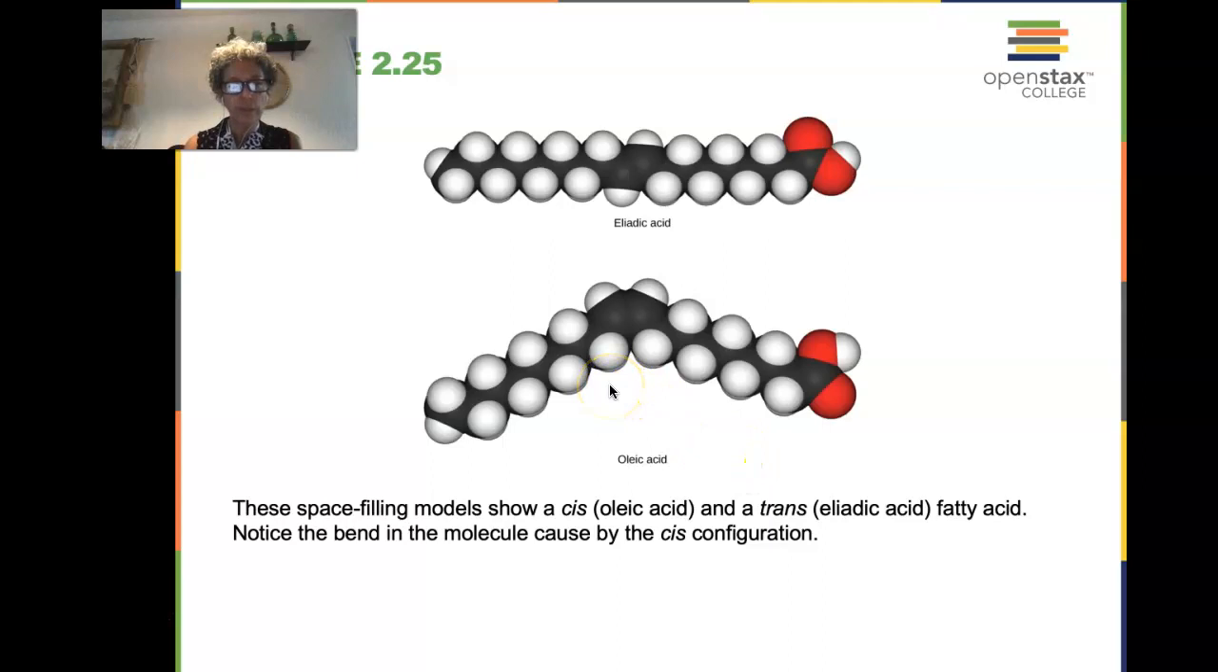My bad, I read it in the wrong order. The bend is caused by the cis formation. So the cis configuration is the bend, because when you have the functional groups on the same side of the molecule, that's going to cause a bend. When you put them across, it's what causes the linear. So the trans fats become more linear, and that makes it look more like a saturated fat.